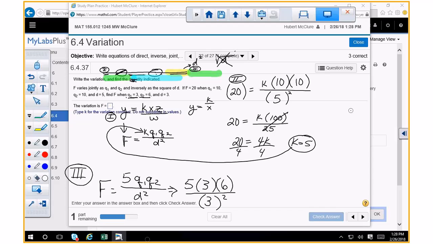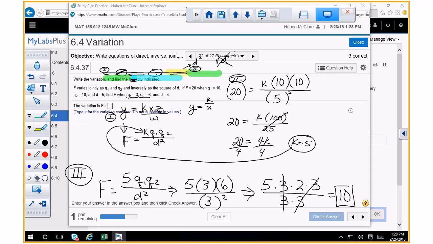Why? Because this is actually, let me show you a trick I learned in the war. 5 times 3 times 2 times 3 divided by 3 times 3. And what happens to the 3's? You're left with a 10. So the answer to the third part is 10.